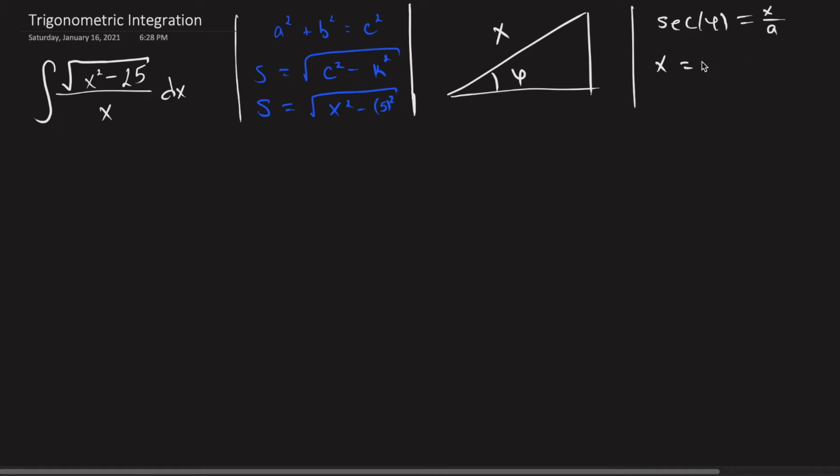So we're going to get 5 secant of phi. Okay, so now that we have this, we know that this is adjacent. So our 5 is our adjacent. And we know that this is our side. And I'm going to do this in green.